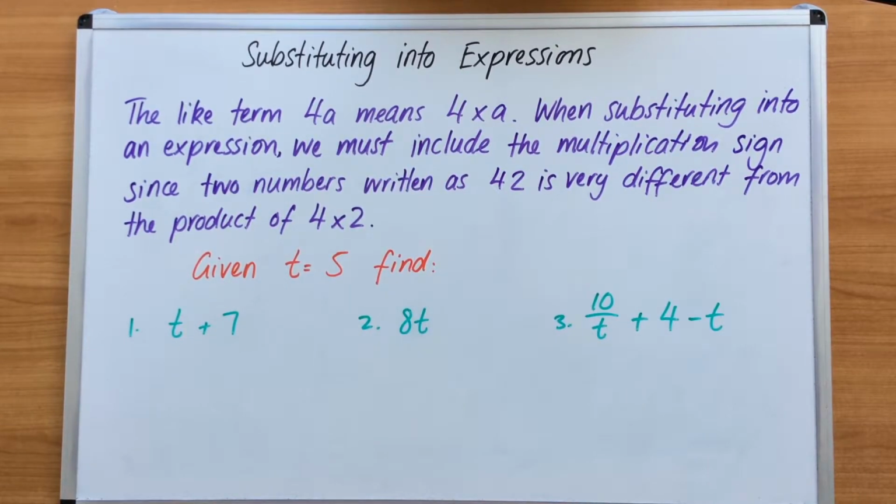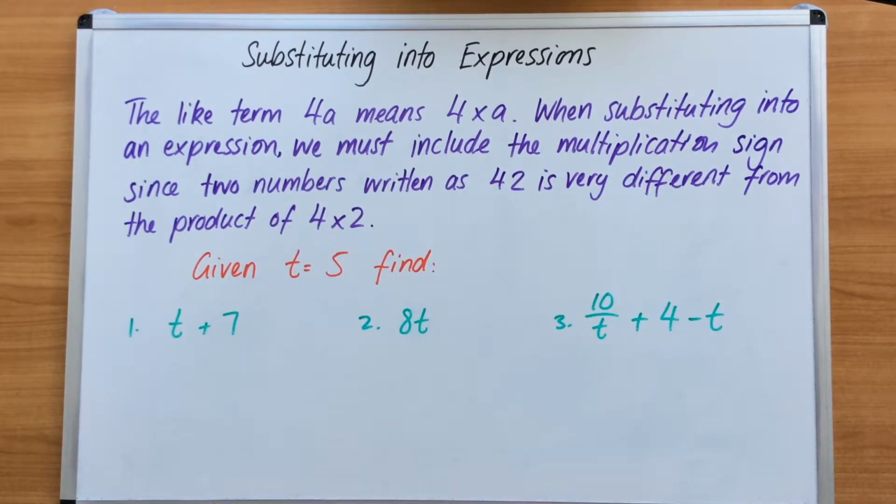So to continue what we're doing, the like term 4a means 4 times a. When substituting into an expression, we must include the multiplication sign, since two numbers written as 42 is very different from the product of 4 and 2. So we're going to have another substitution here, and we're going to say the value of t is 5. So given t equals 5, find the answers to each of these 3 questions.